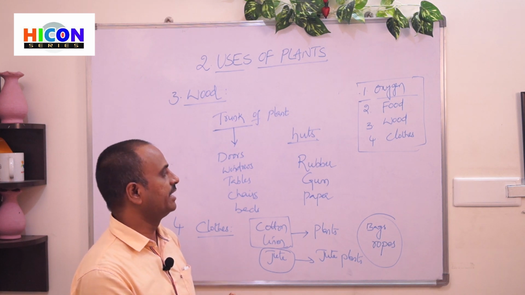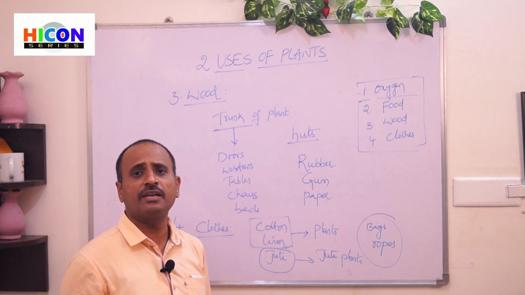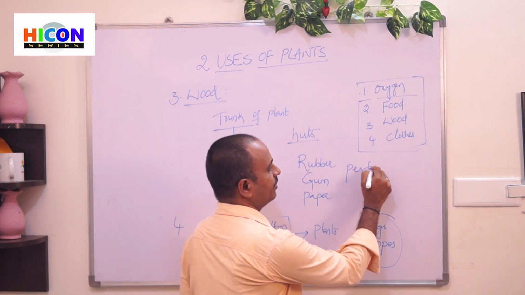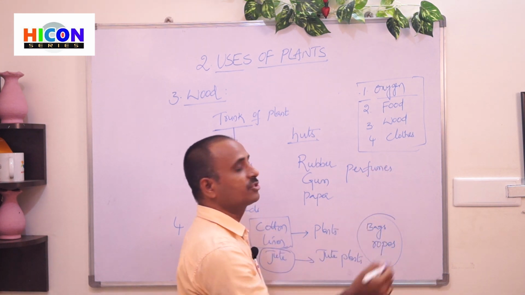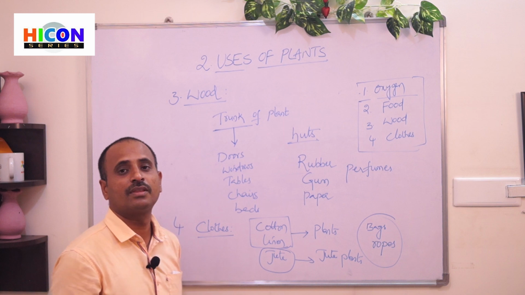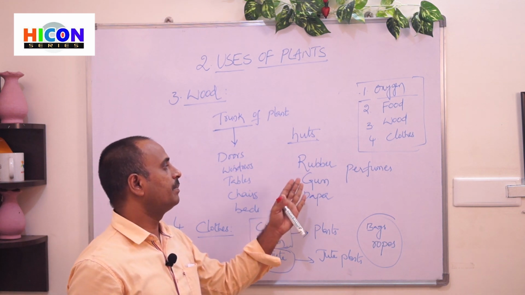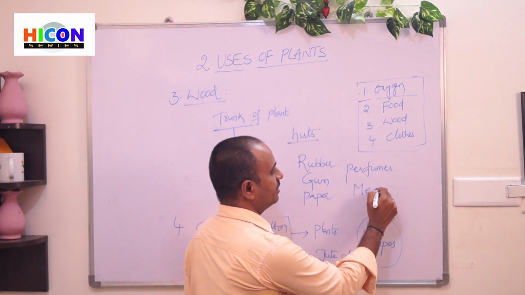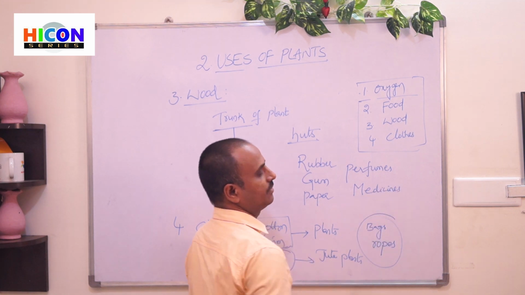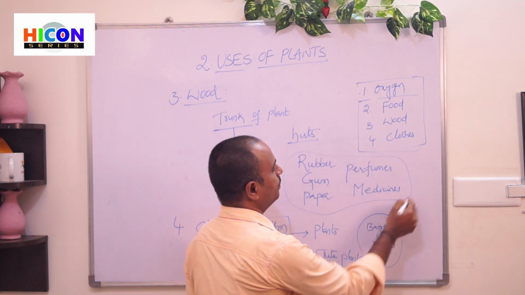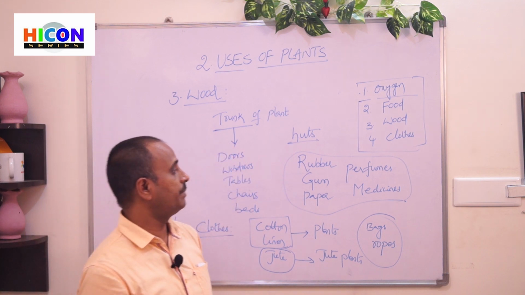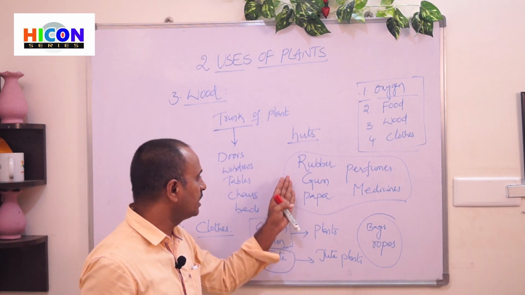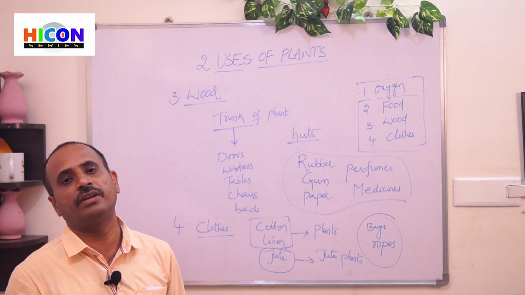So all these rubber items, gums and paper items, and perfumes also. Some types of perfumes we use in our daily life in our houses are obtained from flowers. So rubber, gum, paper, perfumes, and some plants are also used in medicines. That means in Ayurvedic, to cure some diseases. So these are also uses of the plants. All these can be obtained from the plants which especially grow in the forest.